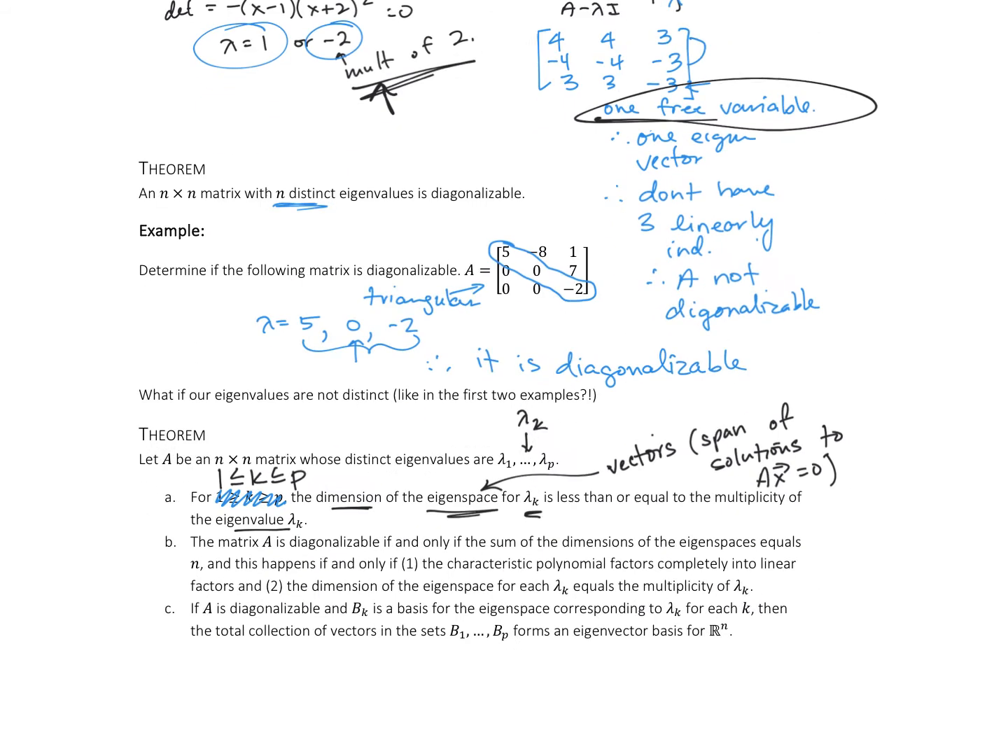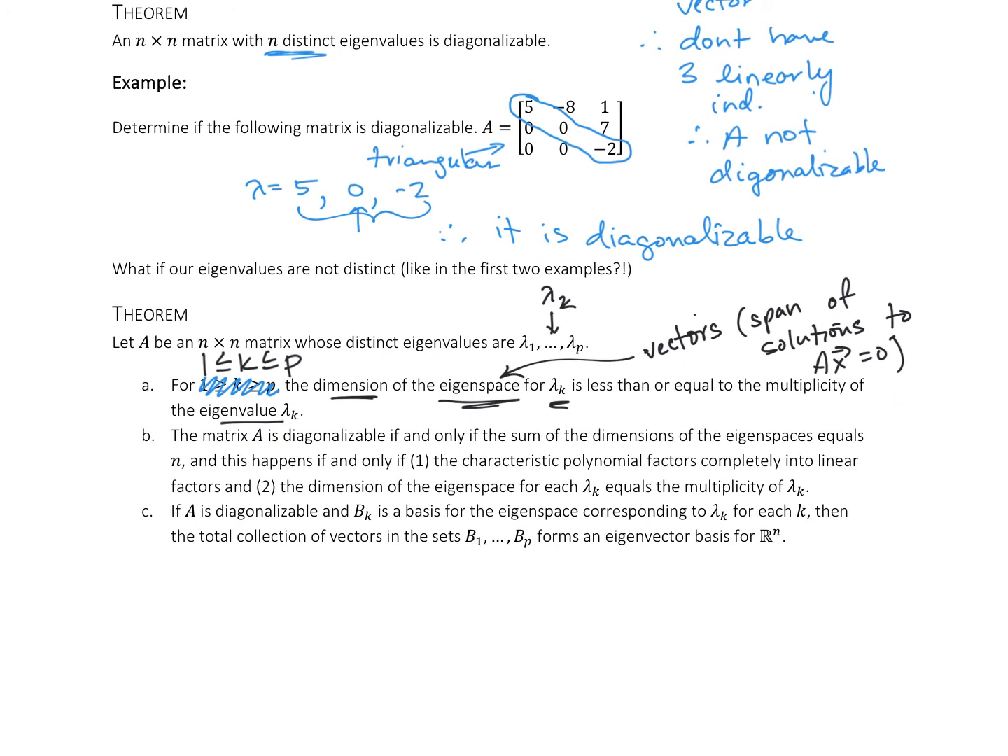So that's what this first one is saying: whatever your multiplicity is on your eigenvalue, the dimension of your eigenspace is always going to be less than or equal to that, right? So if your multiplicity on your eigenvalue is like 6, you could have 6 vectors that make up your eigenspace, or you could have 5, or 4, or whatever. So the matrix A is diagonalizable if and only if the sum of the dimensions of the eigenspaces equals n. So this happens if and only if the characteristic polynomial factors completely into linear factors and the dimension of the eigenspace for each equals the multiplicity.